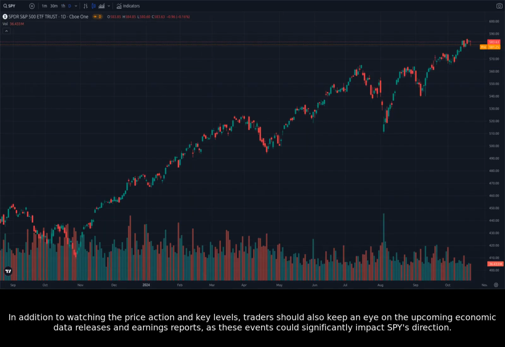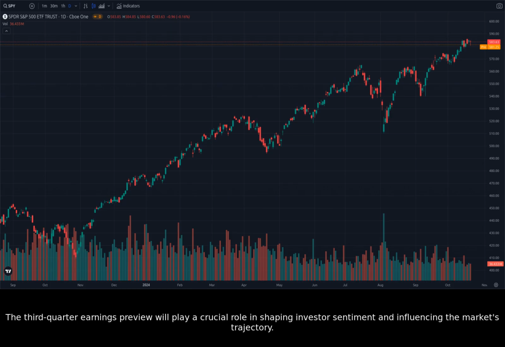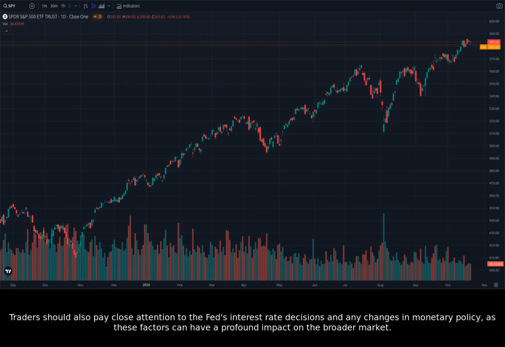In addition to watching the price action and key levels, traders should also keep an eye on the upcoming economic data releases and earnings reports, as these events could significantly impact SPY's direction. The third quarter earnings preview will play a crucial role in shaping investor sentiment and influencing the market's trajectory. Traders should also pay close attention to the Fed's interest rate decisions and any changes in monetary policy, as these factors can have a profound impact on the broader market.